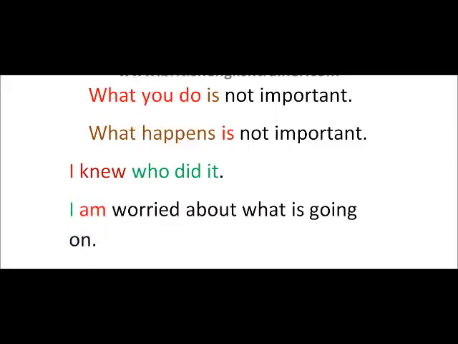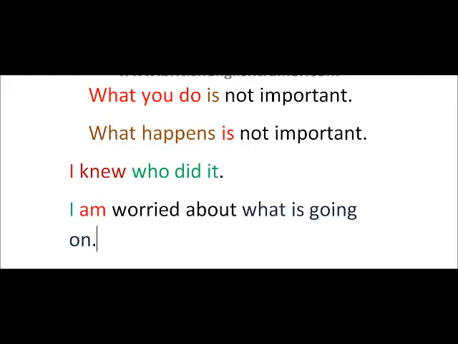Okay, and then we've got worried about. We've got about, that's a preposition. And what is going on is an object of the preposition about. Let's give it a color here. That one would be nice. Fantastic. So, I am worried about what is going on. I am worried about what is going on.